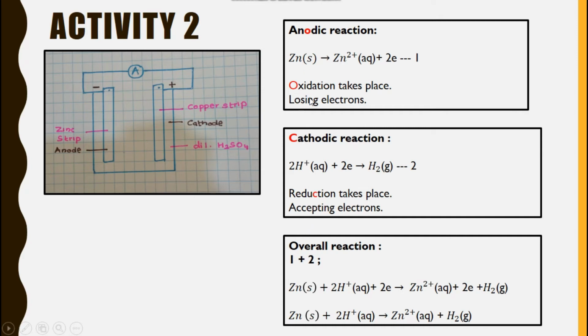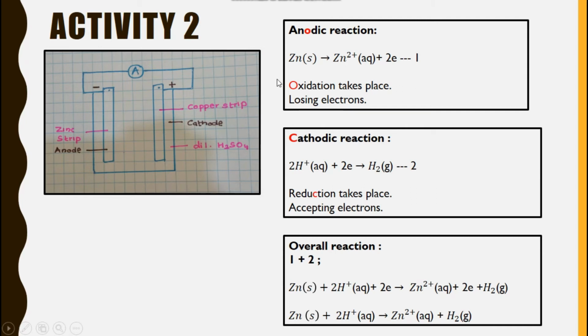Oxidation always takes place at the anode. You can see I have put oxidation O in red and in anode also I have put O in red. So you can remember that always oxidation takes place at the anode, and reduction: you can see I have put C here in red and here also in red. So always reduction takes place in the cathode.